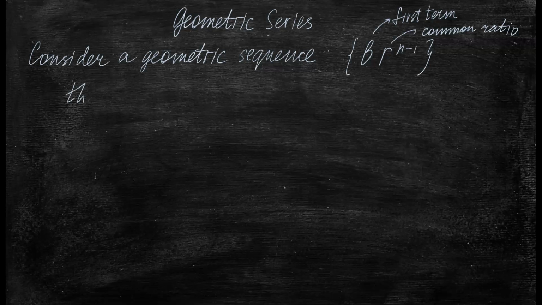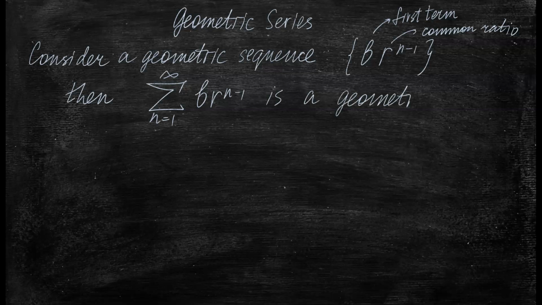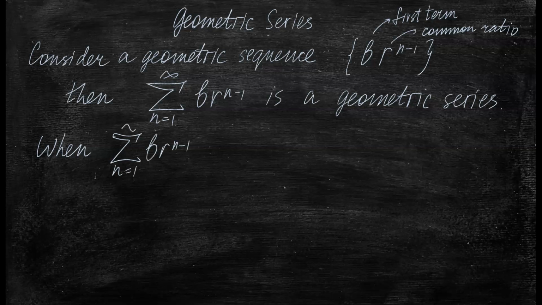And when we have such a setup, all we have to do is take the general formula, put it in big sigma notation, and this construction will be called a geometric series. So a geometric series represents the sum of all the terms of a geometric sequence. And of course, the main question that we have to answer is this: does this series converge or diverge?